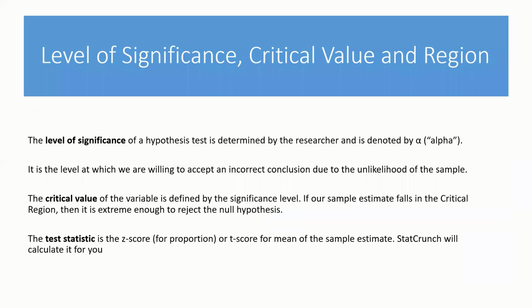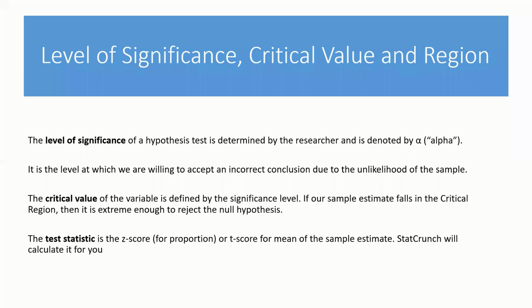So again, the level of significance, this is new. The level of significance of a hypothesis test is determined by the researcher and is denoted by alpha, a new Greek letter, alpha. It is at this level at which we're willing to accept an incorrect conclusion due to the unlikelihood of the sample. The critical value of the variable is defined by that significance level. If our sample estimate falls in the critical region, then it's extreme enough to reject the null hypothesis. The test statistic is the z-score for proportion, or t-score for mean, of the sample estimate.